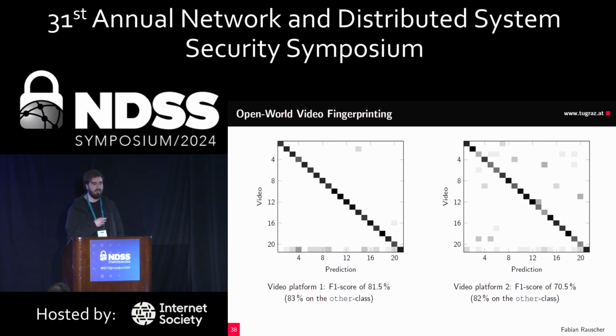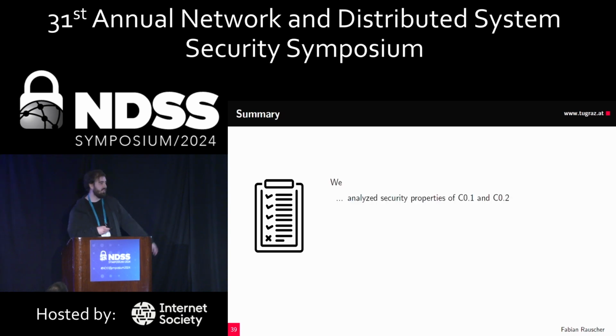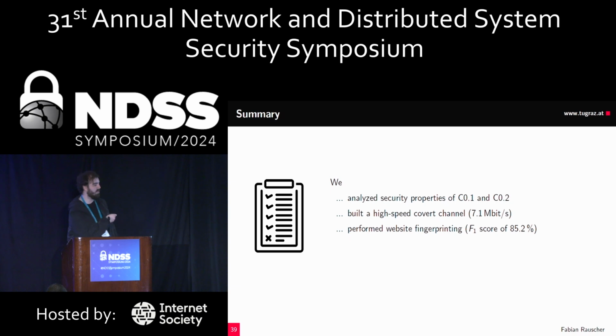Okay, to summarize a little bit what we did in our work. We analyzed security properties of C0.1 and C0.2, these new idle states introduced with these instructions. We built a high-speed covert channel. We performed some website fingerprinting with high F1 scores.